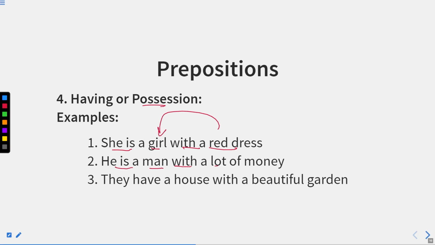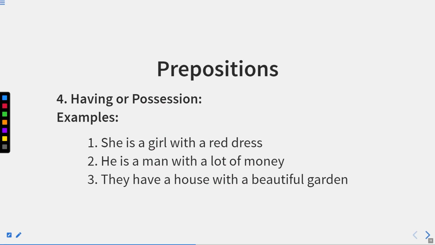He is a man with a lot of money. So he's very rich. A lot of money is this man's possession. So we are using the preposition "with" over here. They have a house with a beautiful garden. Again, this house is attached with a beautiful garden. We are using "with" because this beautiful garden is the possession of this house. So this is how we can use "with" to show the possession of a particular thing.